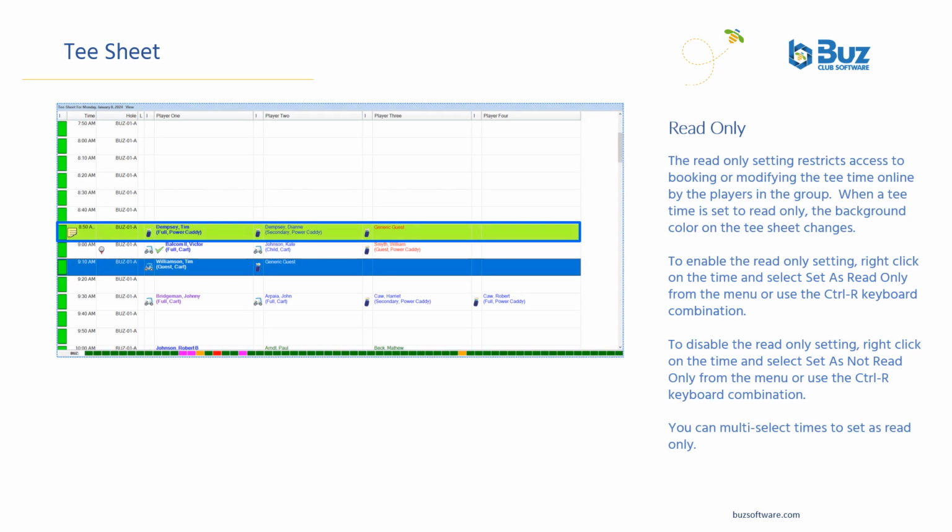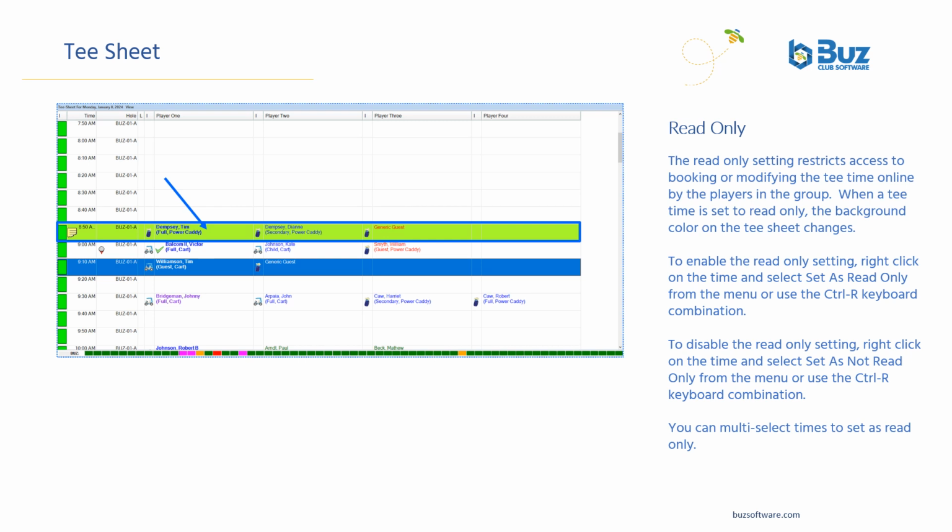Read Only. The Read Only setting restricts access to booking or modifying the tee time online by the players in the group. When a tee time is set to read only, the background color on the tee sheet changes. To enable the Read Only setting, right-click on the time and select Set as Read Only from the menu, or use the Control-R keyboard combination.